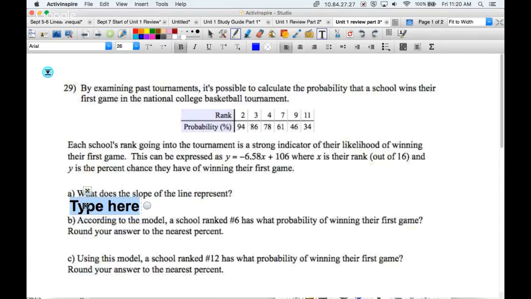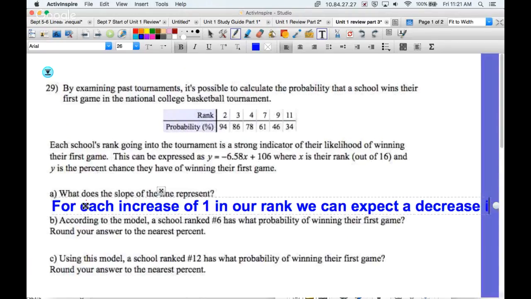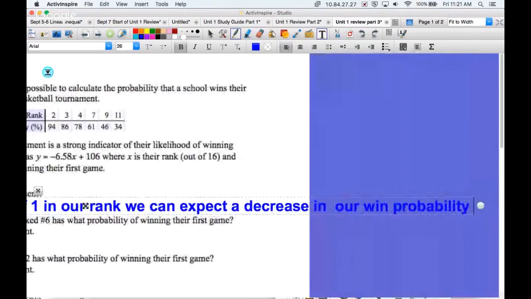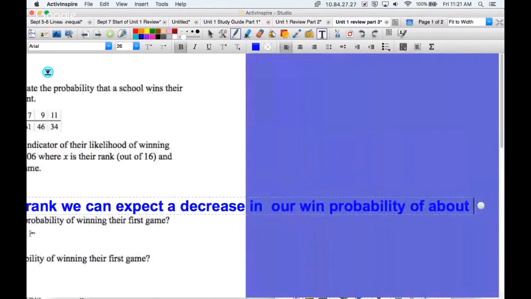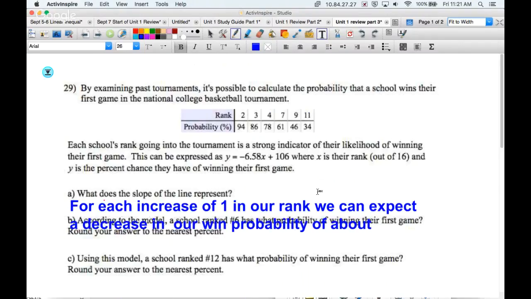All right, for each increase of 1 in our rank, we can expect a decrease in our win probability of about 6%. Was that what it was? No, let me get that back. Yeah, about 6%, 6.5%. I think it's fair to say.